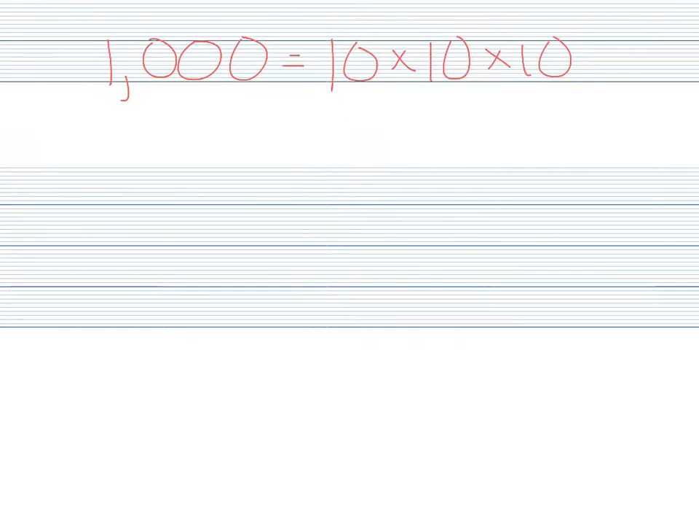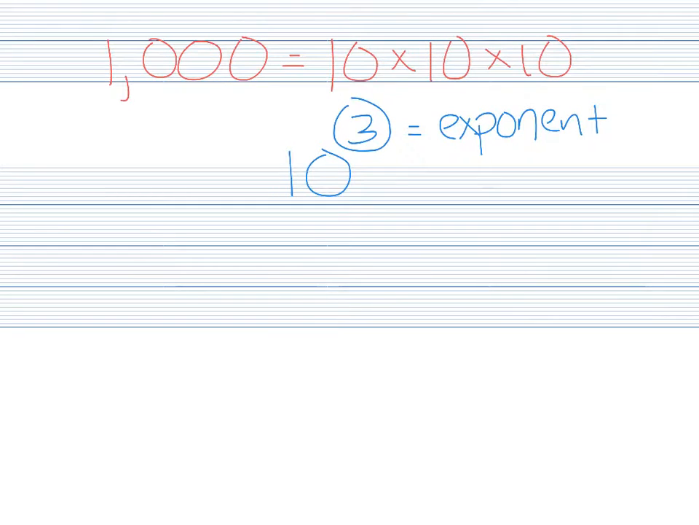Now, the way you can write this with an exponent is 10 cubed, or you can say 10 to the third power. And this is called your exponent. And the 10 right here is called your base. So the job of the exponent is to tell the base how many times it needs to multiply by itself. In this case, the 3 says, hey, 10, you need to multiply yourself 3 times. And that's why it's 1000.